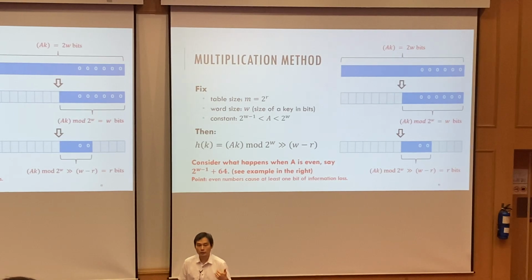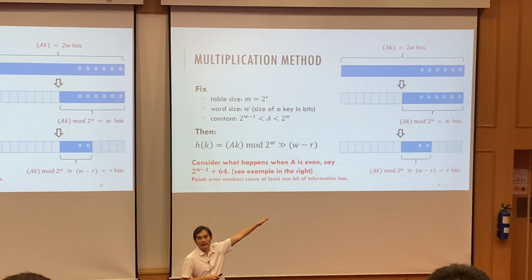So if your a is a large even number, let's say this is your number, you can try multiplying any key with this number, and you're going to see a bunch of zeros sticking at the end. We've lost information by using this value. If you use this value, after you finish your process, you're going to end up with 2 zeros here, and these 2 zeros are basically meaningless.